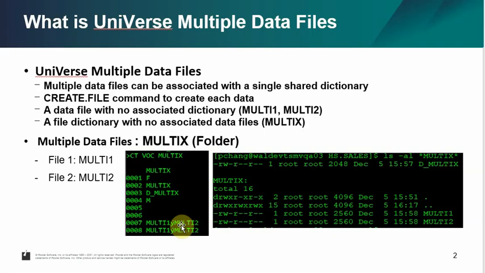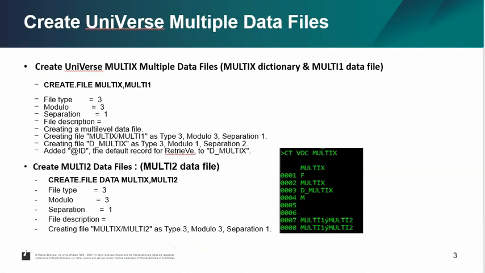After you create it, you will see the VOC file. You will see a different field 4 called M, and also field 7 and field 8. Field 7 will be the UniVerse data file name, and field 8 is specified for the system file name. So how to create it?